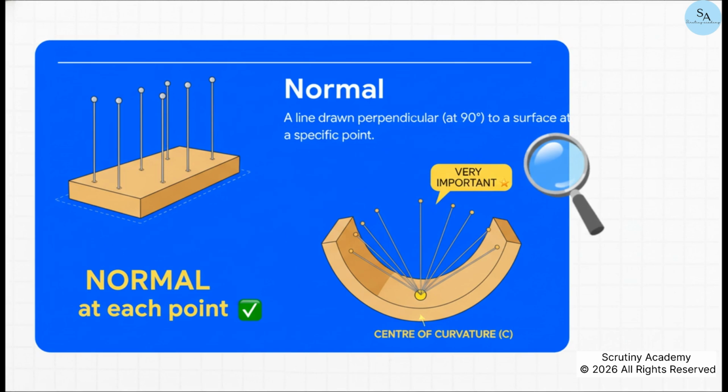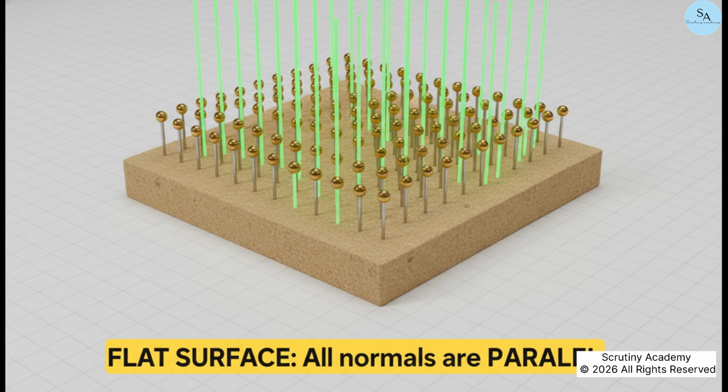It's that simple. Now, what happens if you stick a whole bunch of these pins on our flat table? What do you see? Well, they're all standing straight up, right? And they're all parallel to each other. This is a really key idea to lock in. For a flat surface, every single normal points in the exact same direction.